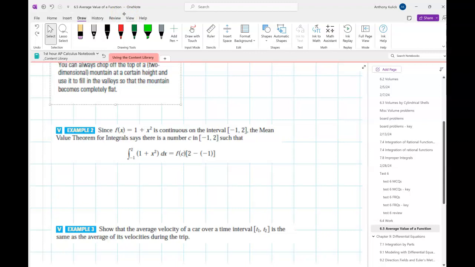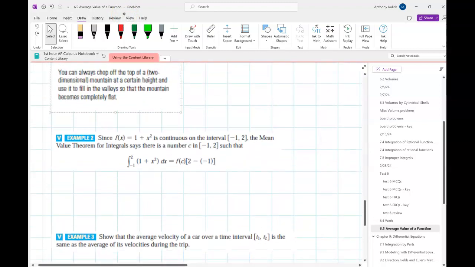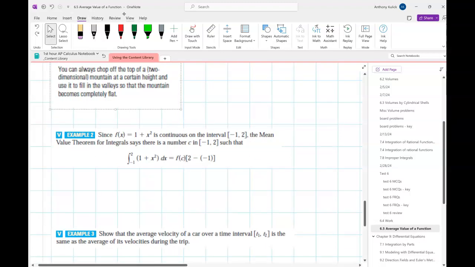So let's do another couple of examples, and I think we're done here. Since f of x is equal to x plus 2 is continuous on the interval, the mean value theorem says that there is a number C inside the interval such that this is true.